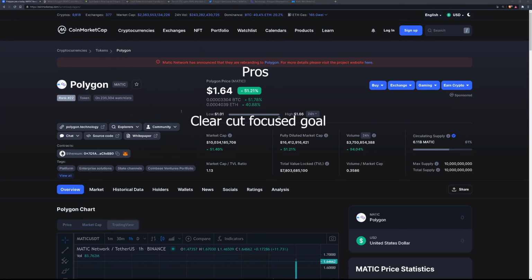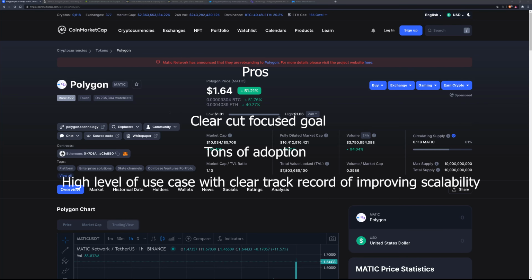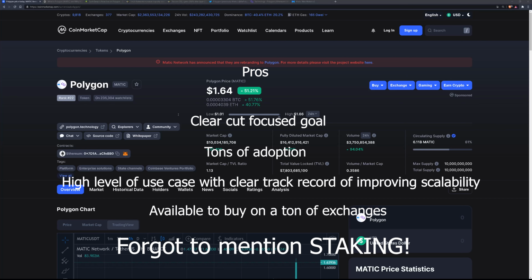So what are the pros? Clear cut, focused goal, tons of adoption, high level of use case with clear track record of improving scalability. And it's available to buy on a ton of exchanges like Binance, KuCoin, Coinbase, Huobi, Uniswap, Whitebit, Hotbit. You can buy it anywhere.